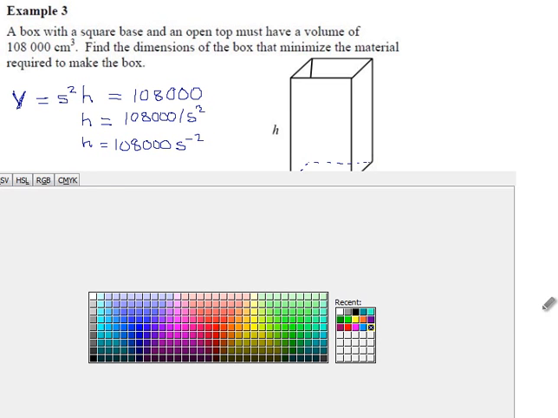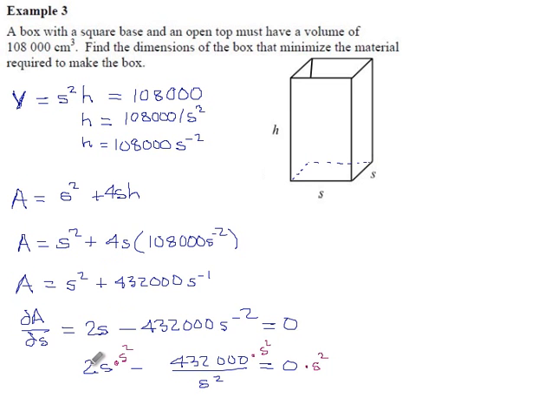Now, what does that do for us? Here we get 2S times S squared, 2S to the 3rd power. Here, something good happens. We get S squared over S squared. That cancels out, so we're just left with 432,000. And on the right side, something else good happens. We get 0 times S squared, which is simply 0. So that's a lot better. We now only have one term which contains S. So let's see if we can solve for it.